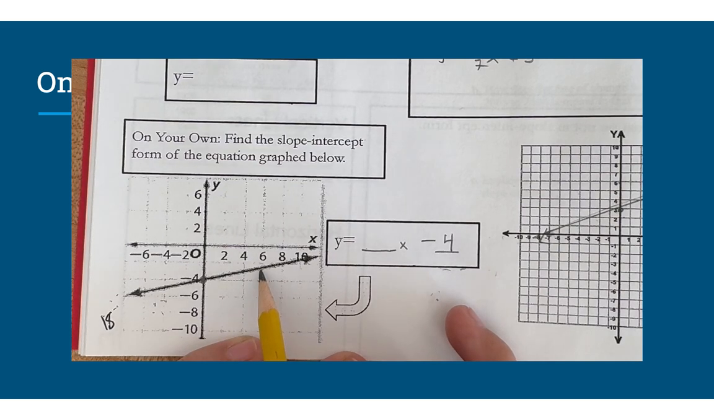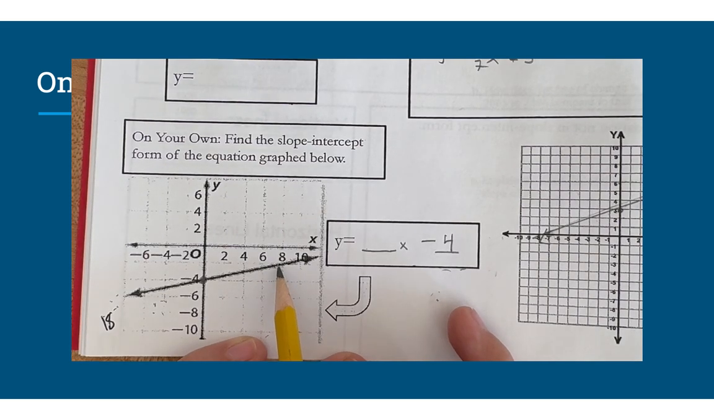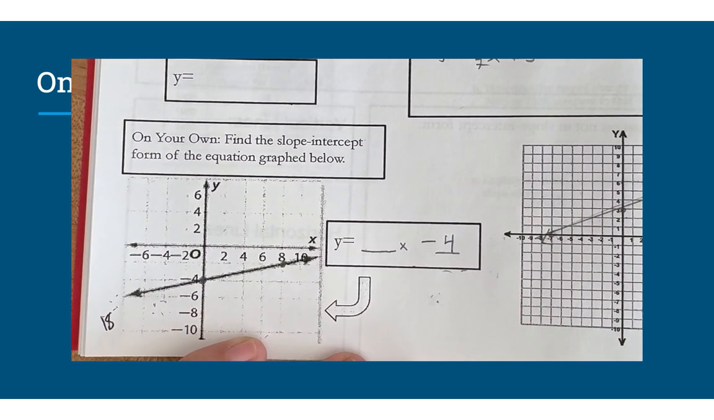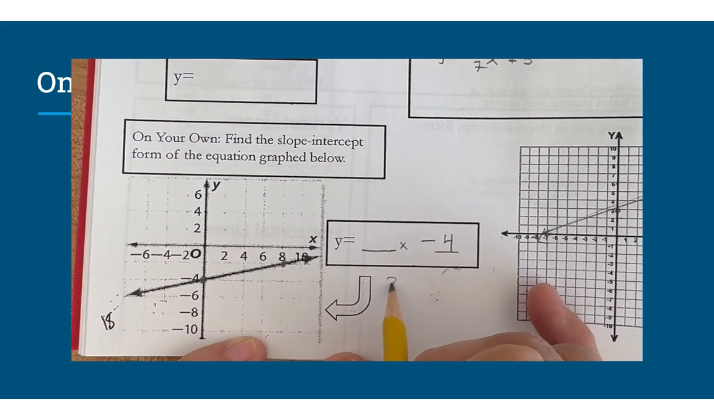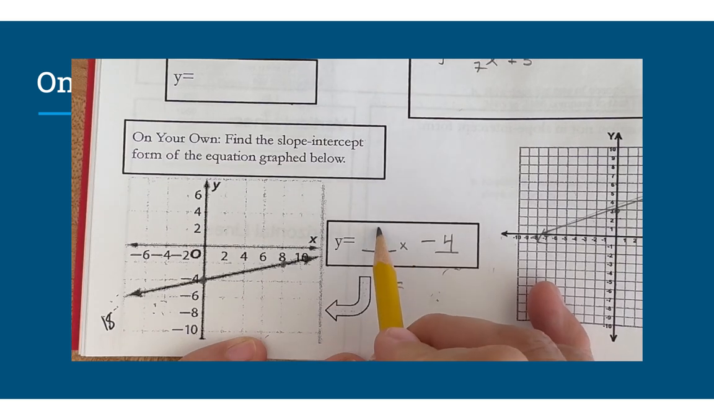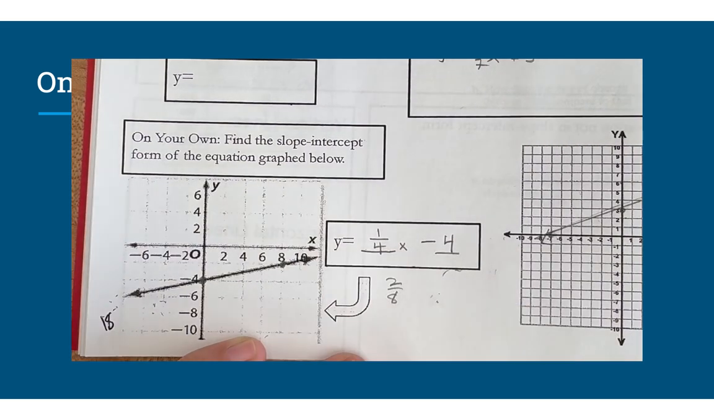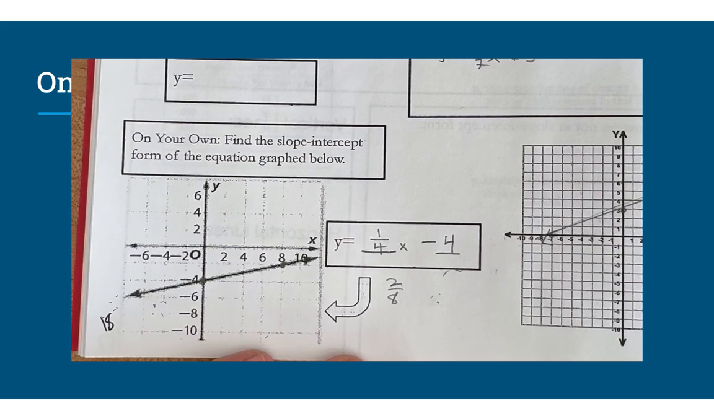So from here, it's really hard to tell, but on this, it crosses at 8, -2. So I'm going up 2 because of my scale, and I'm going to the right 8. So my slope is 2/8, or in this case, 1/4. And like I said, it's hard to kind of tell, so if you have questions about that, you can always ask.